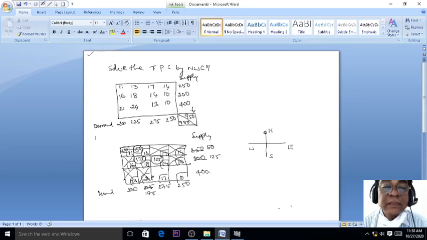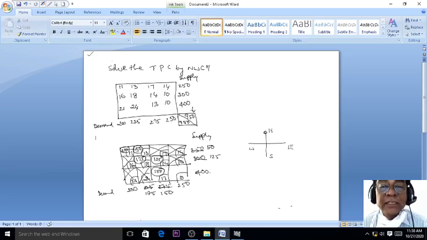Next step, subtract 275 minus 125. That means 150. Next, starting cell. This is starting cell 13. So here is a 150, here is a 400. Out of these two values, which is the minimum number? 150. So shift 150 here. There are no elements in that column, so no need to cancel this one.